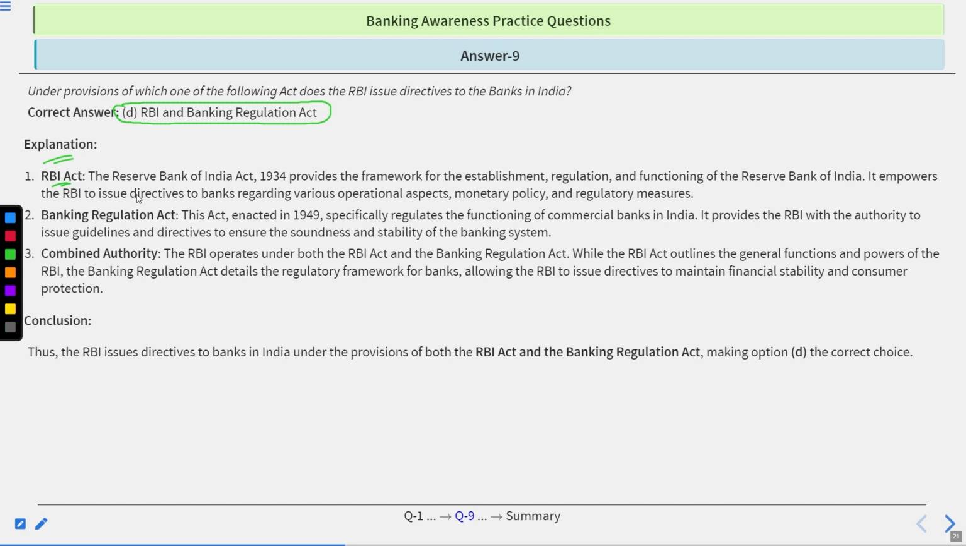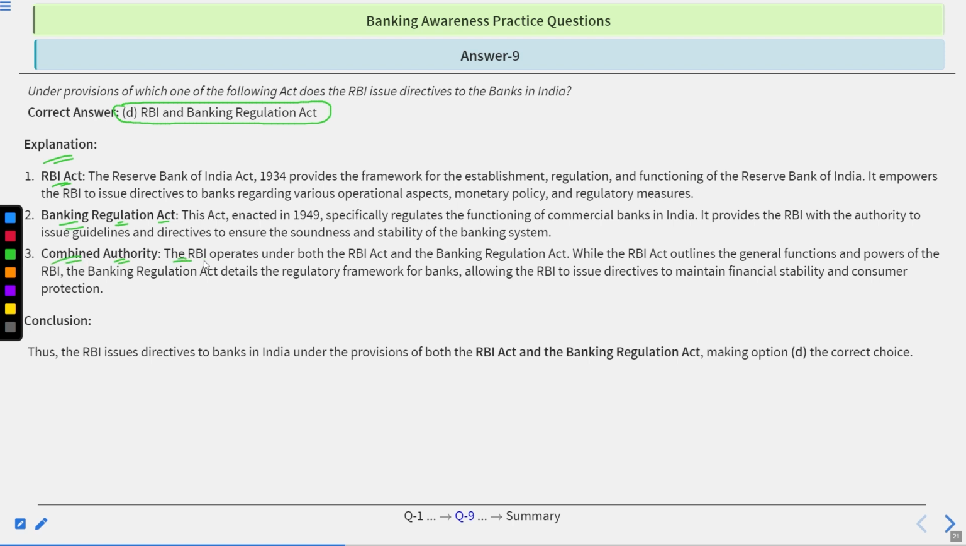Explanation. RBI Act. Reserve Bank of India Act 1934 provides the framework for the establishment, regulation and functioning of the Reserve Bank of India. It empowers the RBI to issue directives to the banks regarding various operational aspects, monetary policy and regulatory measures. Banking Regulation Act, we talk about. This act, enacted in 1949, specifically regulates the functioning of commercial banks in India and provides the RBI with the authority to issue guidelines and directives to ensure the soundness and stability of the banking system.